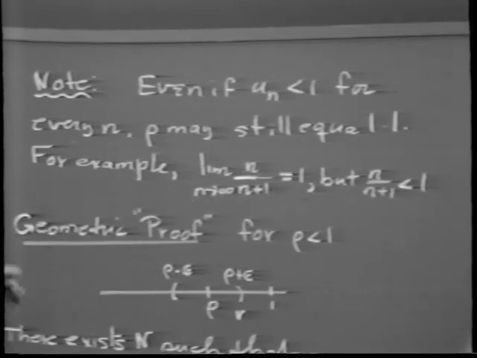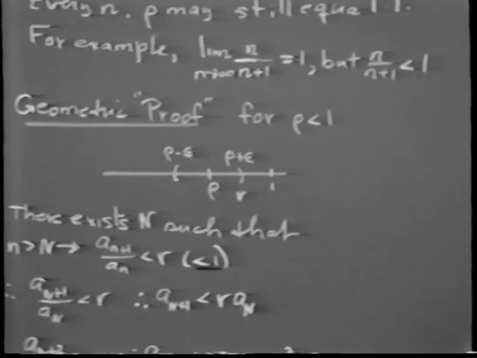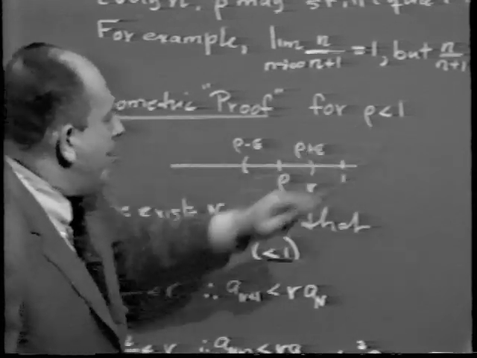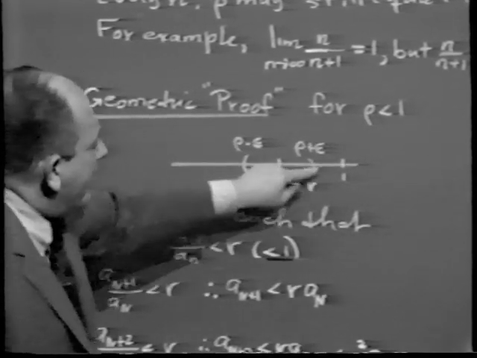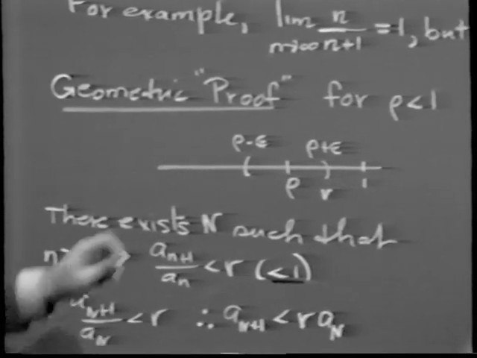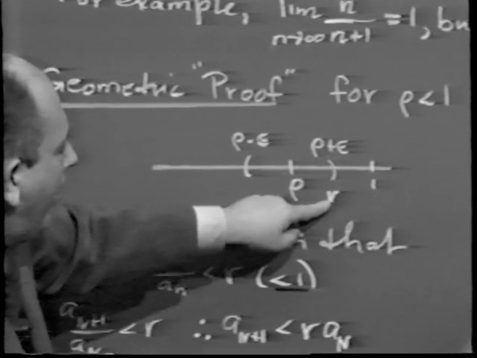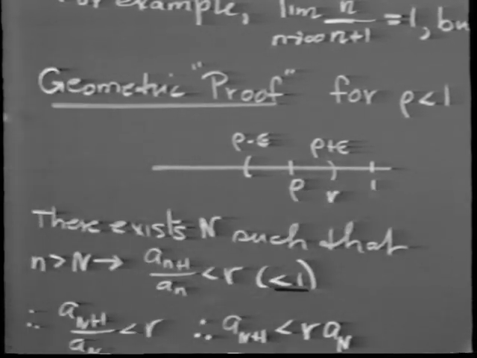Now again, the formal proof of this is given in the book. But I thought if I just take a few minutes to show you geometrically what's happening here, you'll get a better picture to understand what's happening in the text. Let's prove this in the case that rho is less than 1. Pictorially, if rho is less than 1, that means there's a space between rho and 1. That means I can choose an epsilon such that rho plus epsilon, which I'll call r, is a positive number, but still less than 1.